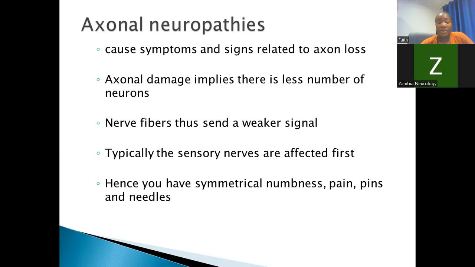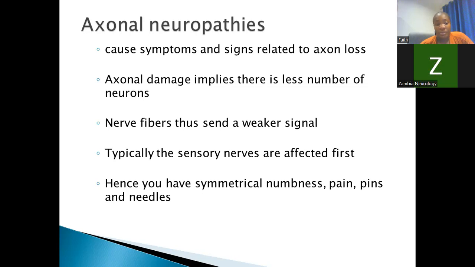If you remember the structure of a neuron, you have the cell body, then you have an axon, and some of these axons are myelinated. So when there's damage to the axon and you have axon loss, that is termed an axonal neuropathy. Because there's damage to the axon, the result is a reduced number of neurons, and as a result, the nerve fibers send a weaker signal.